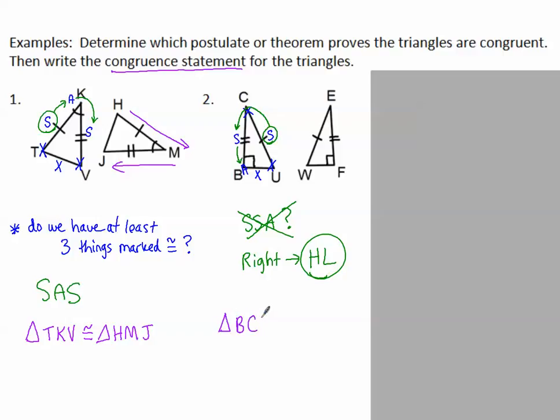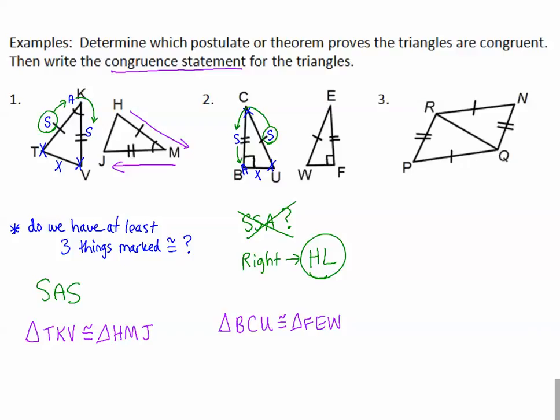Triangle BCD, U. So I started at the right angle and went over the 2 slash side. I'll do the same thing here. Right angle over the 2 slash side gives me triangle FEW. Now what can we do in this one?